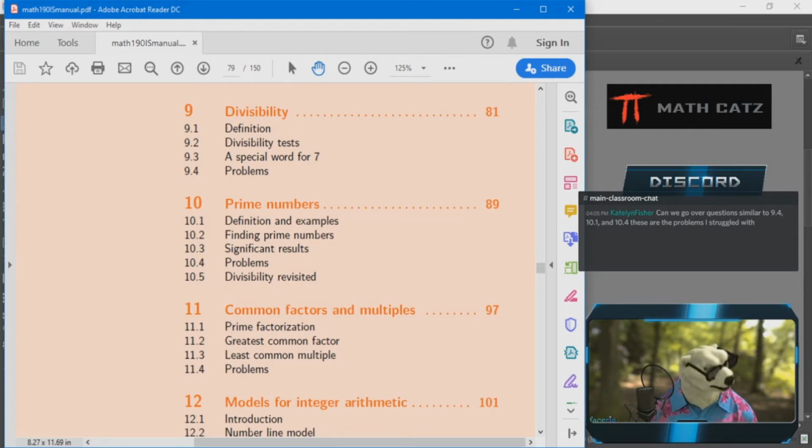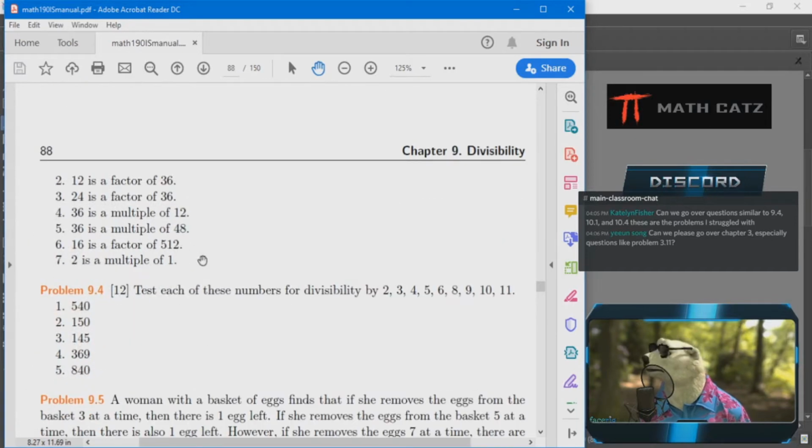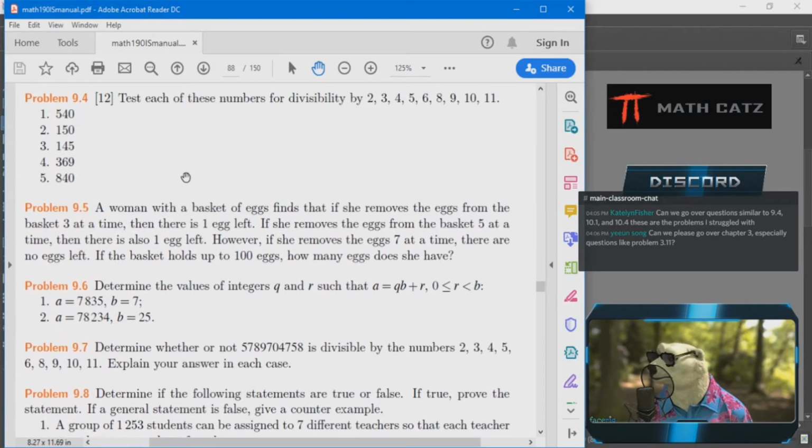All right, there we see something. Can we go over questions similar to 9.4, 10.1, 10.4? Are those problems or exercises? Problems, I'm guessing. Problems 9.4. Where is that? Yes, that's sort of the heart of the divisibility chapter, right? Do I know my tests, and can I apply those tests for 2 to 11? So we could use these problems, or we could make our own.